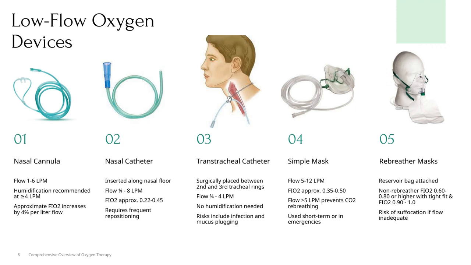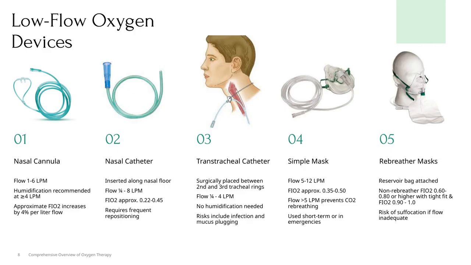Now, let's discuss the simple mask. This device covers the nose and mouth and typically delivers flow rates between 5 and 12 liters per minute. The FiO2 it provides ranges from approximately 0.35 to 0.5. When flow exceeds 5 liters per minute, it helps prevent CO2 rebreathing, making it suitable for short-term use or emergency situations.